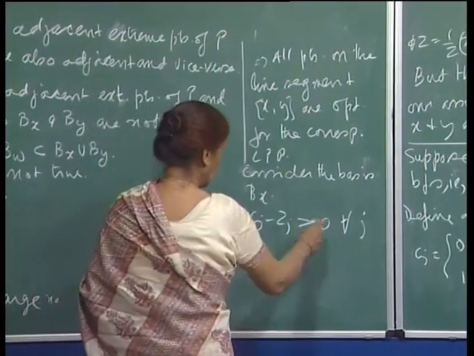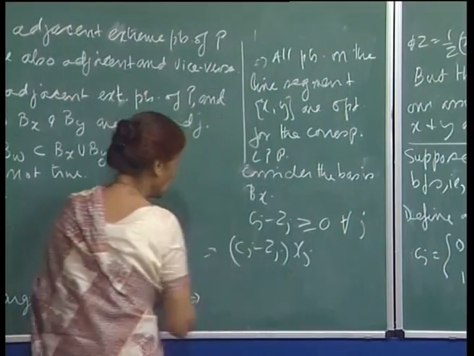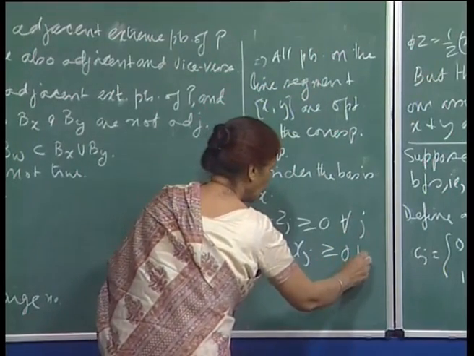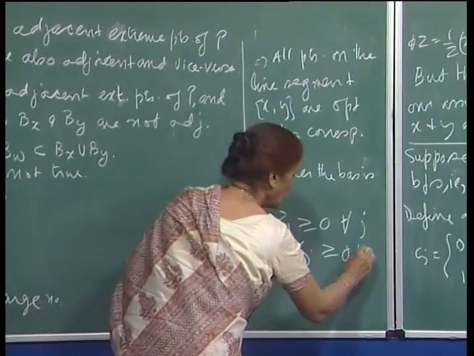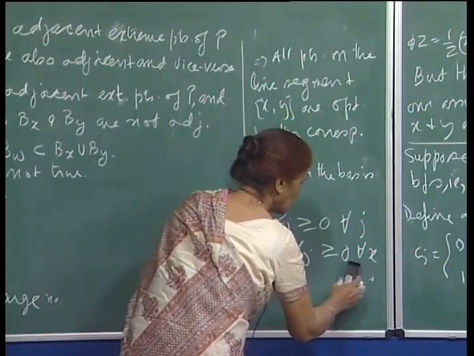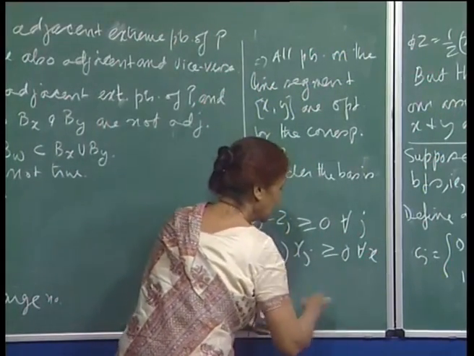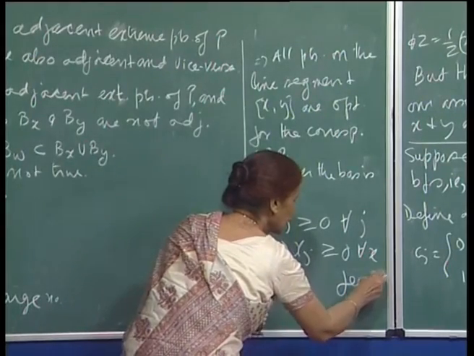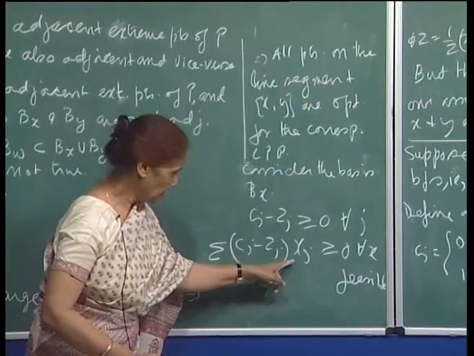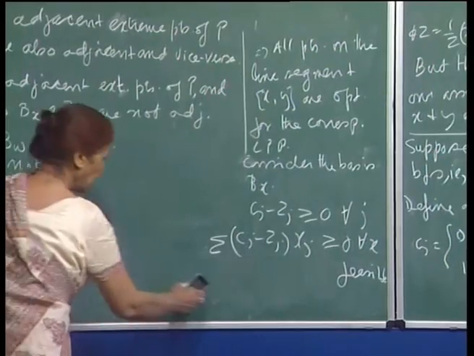And this implies that the summation of Cj minus Zj times xj is greater than or equal to 0 for all x feasible, right? Because components of x are non-negative for any feasible x, which means that this is greater than or equal to 0. And you have your hyperplane.